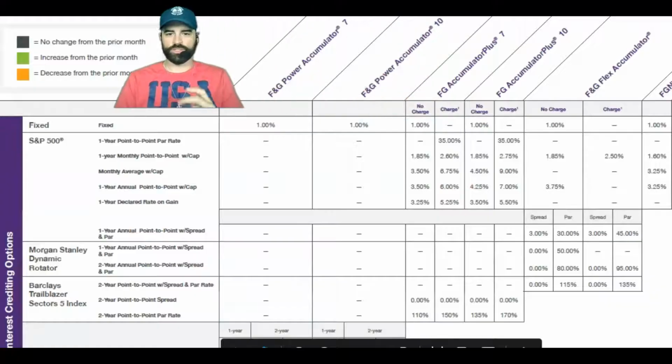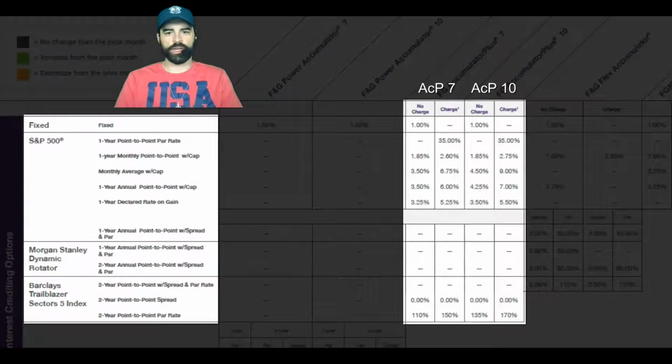All right, so you can see the strategies here. We're looking at these 2 middle ones that we're highlighting right now. And like I said, there's no charge and there's charge for both of them. Okay, you've got a fixed strategy. For the 7, it's 1, and for the 10, it's 1. You've got a 1 year point-to-point with a par rate, but it's only available on the charge, okay, that par rate being 35%. So if you go with no charge, you won't have that option. You've got a 1 year monthly point-to-point with cap. Notice no charge on the 7, 1.8, charge 2.6. The no charge for the 10 is 1.8, but the charge is 2.7.